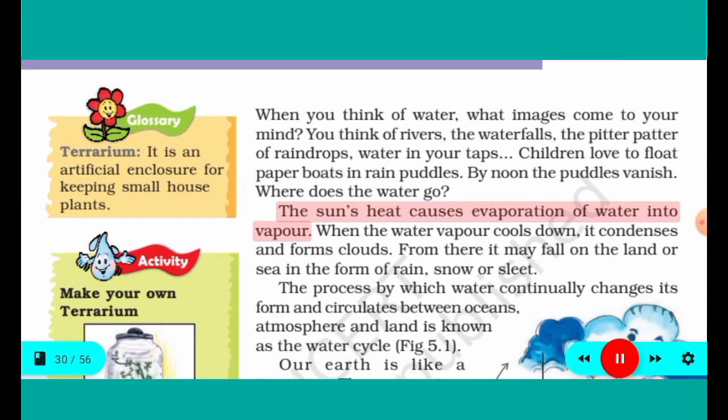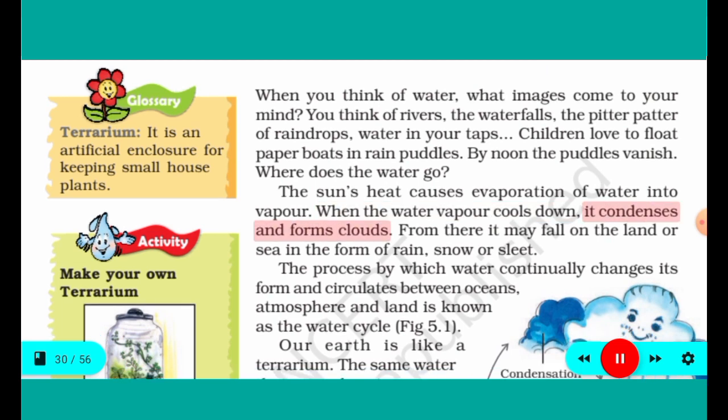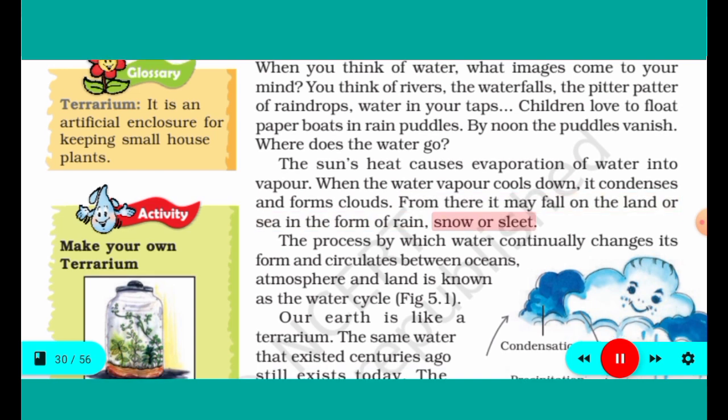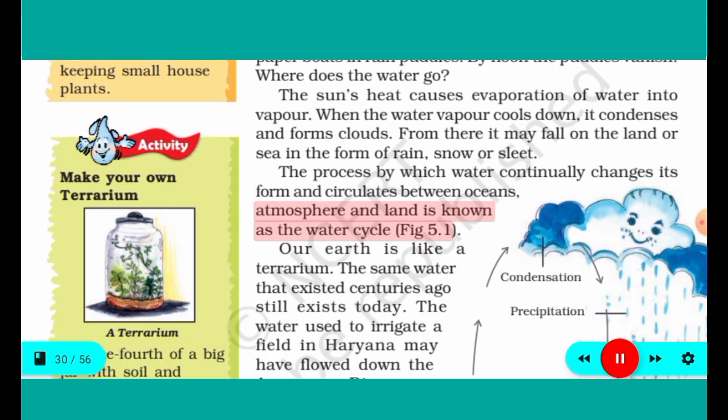The sun's heat causes evaporation of water into vapor. When the water vapor cools down, it condenses and forms clouds. From there it may fall on the land or sea in the form of rain, snow or sleet. The process by which water continually changes its form and circulates between oceans, atmosphere and land is known as the water cycle.